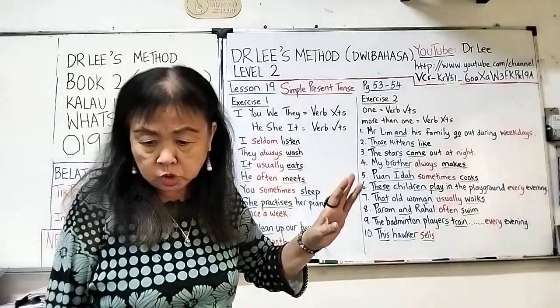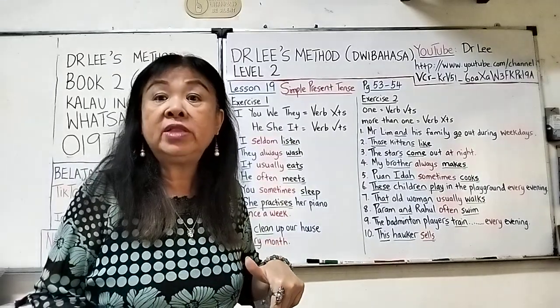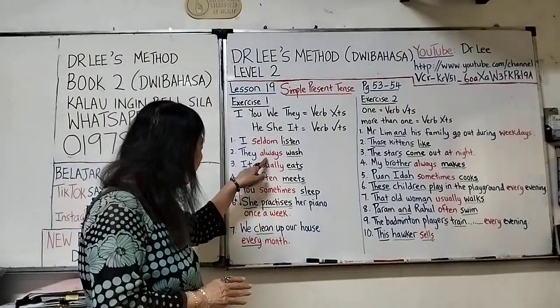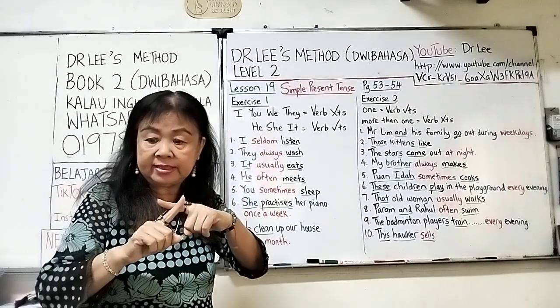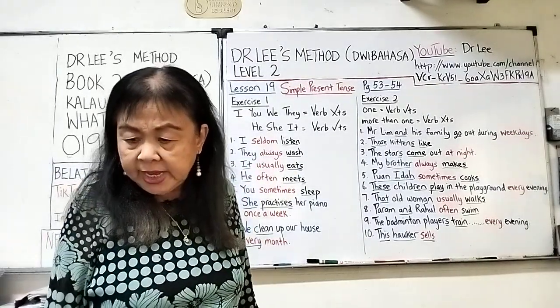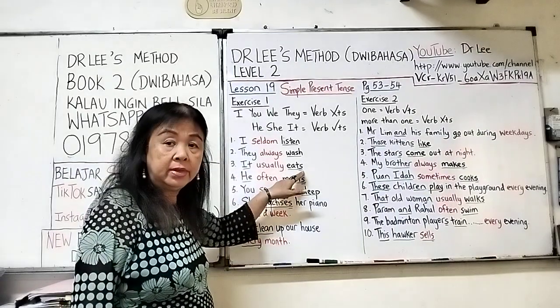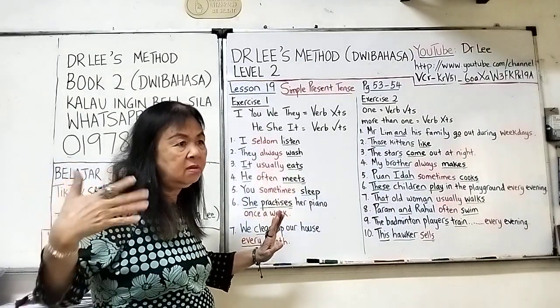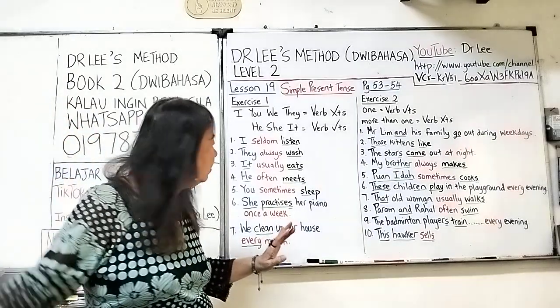They always wash their feet before they sleep. So again, always, all the time. I, you, we, they, verb cannot put s. It usually eats fish and rice. He, she, it, put s to the verb. Usually is, maybe, very, very, it happens quite regularly.